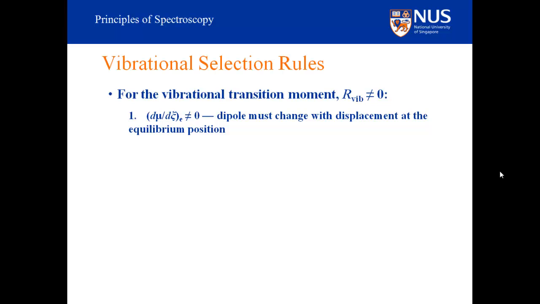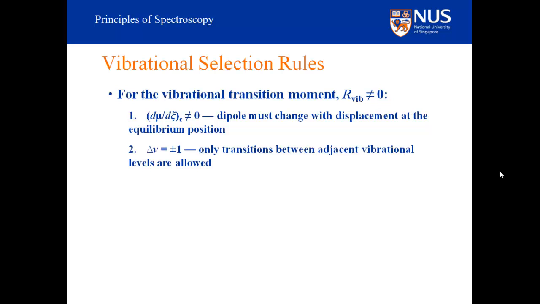The first selection rule is the gross selection rule. This states that the gradient of the dipole moment with respect to the displacement at the equilibrium position must be non-zero. What does that mean? It means that the dipole moment must change with displacement at the equilibrium position. As the vibration goes through the equilibrium position, the dipole moment of the molecule must be changing. As we'll see, that does not mean that it has to have a permanent dipole moment.